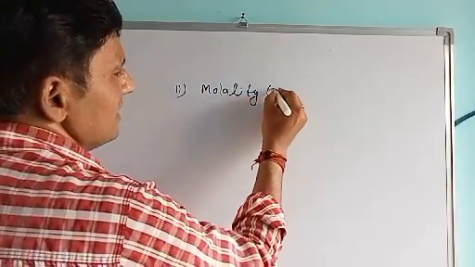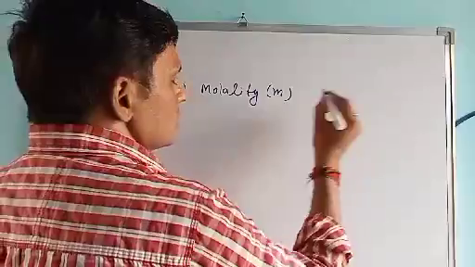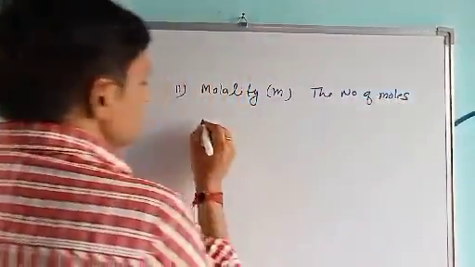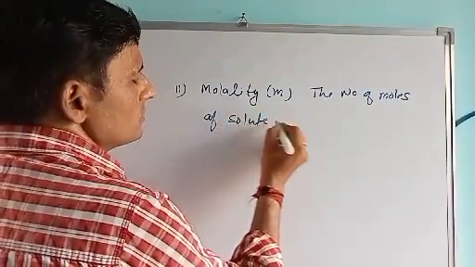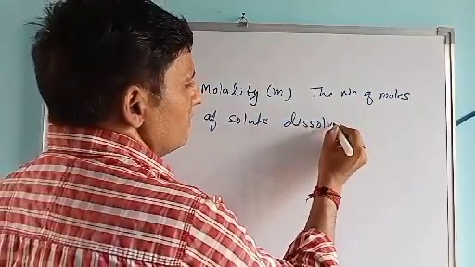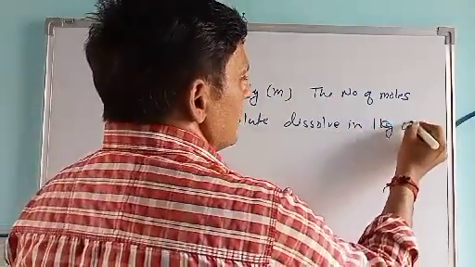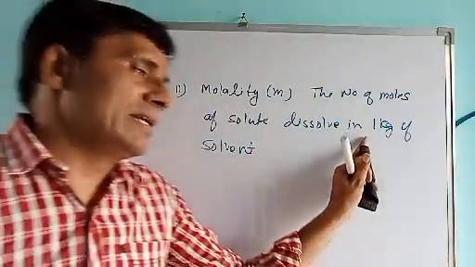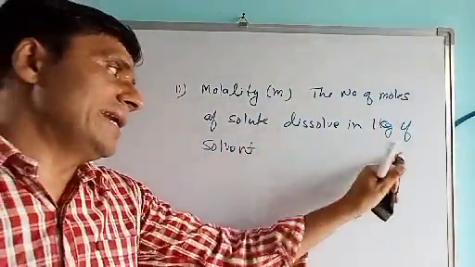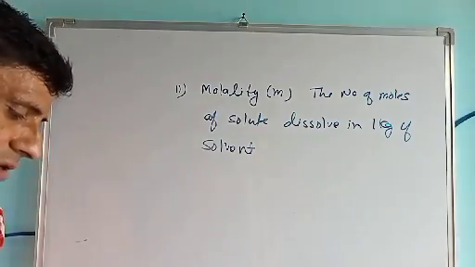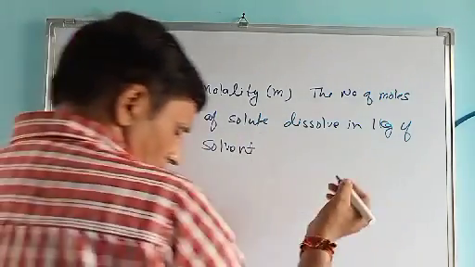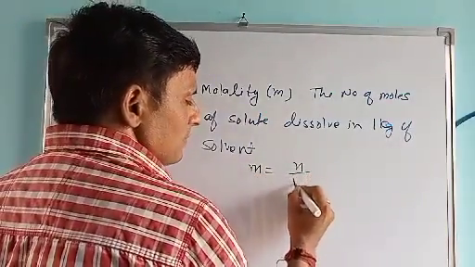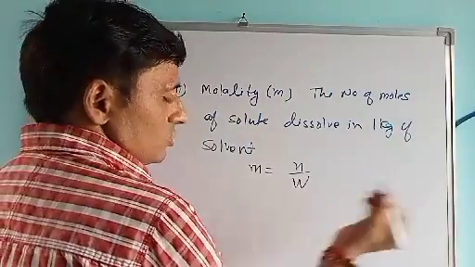Molality is represented by small m and it is also the number of moles of solute dissolved in 1 kg of solvent. Now the difference is that molarity is dissolved in 1 liter volume, while molality is dissolved in 1 kg of solvent. So m is equal to the number of moles upon the mass of the solvent, where W is the mass of the solvent.